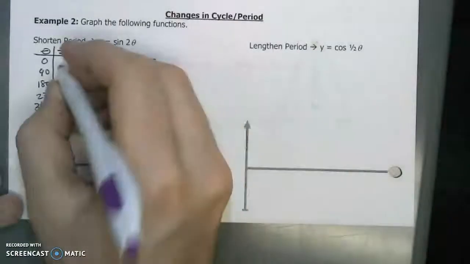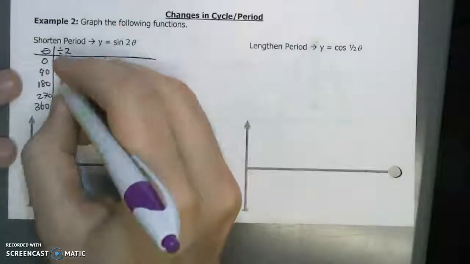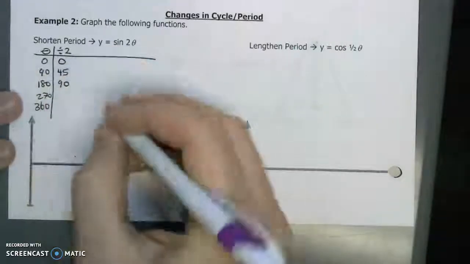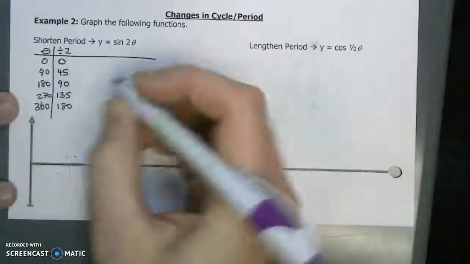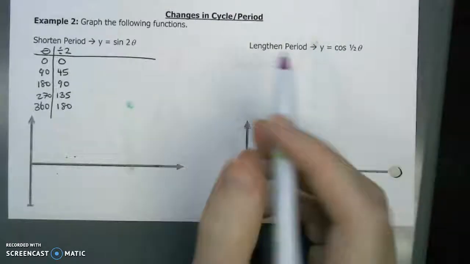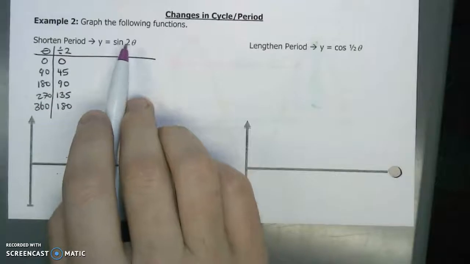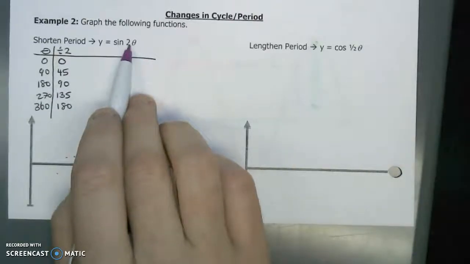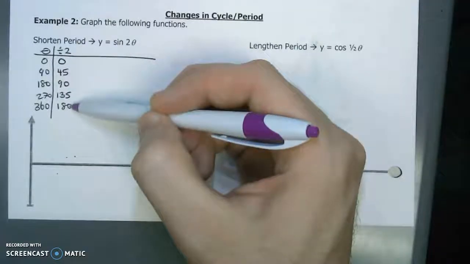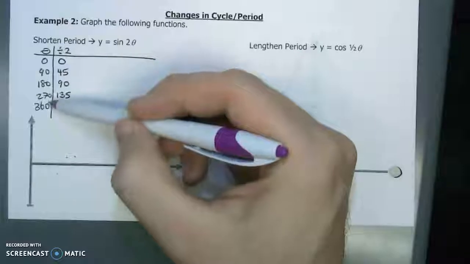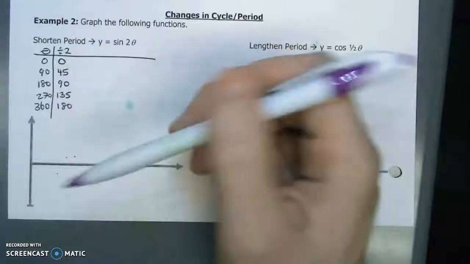So 0 divided by 2 will still be 0. 90 will become 45. 180 will be 90. 270 will be 135. 360 will be 180. So the 2 actually means that this graph will complete 2 full cycles before it ever hits 360. So this is showing 1 full cycle only takes 180 degrees, when normally it takes 360. So this rotates or oscillates a lot faster.